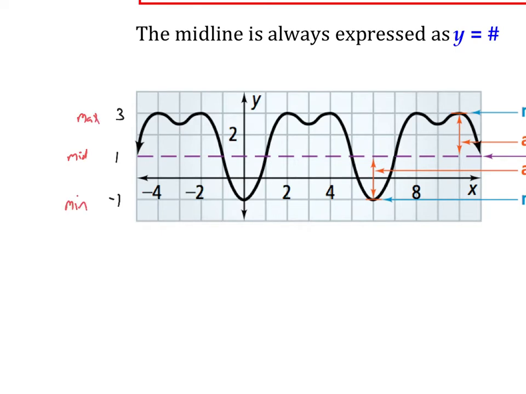When I think of the amplitude, I think how many steps do I have to go up to go to 3? And that number better be the same as the number of steps I have to go down to get to -1. That distance between the midline and the max or the midline and the min is the amplitude. So in this case, my amplitude is 2. My midline is y equals 1.